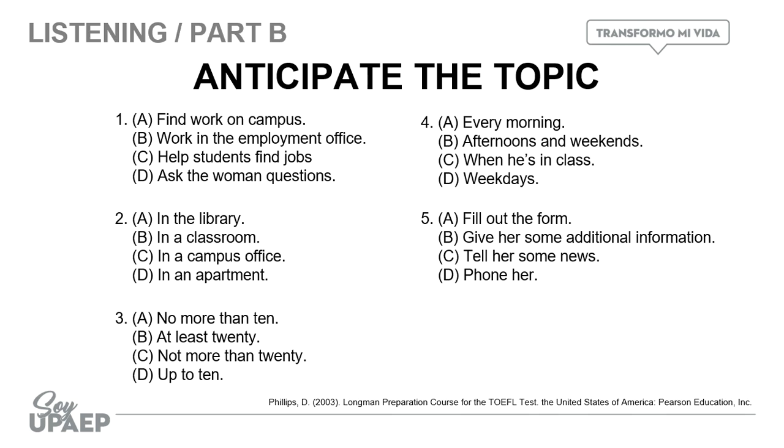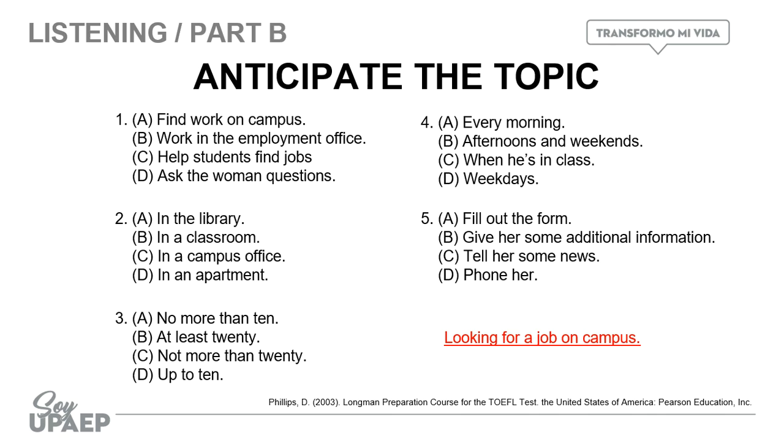Okay, so we are going to try to anticipate the topic. On your screen, you have different options for the 5 different questions in this conversation. Take a moment in order to read the different options and try to predict what the topic will be. Okay, with the options, we can determine that the topic of the conversation is going to be something like looking for a job on campus. We can determine that with words like work on campus or in the employment office.